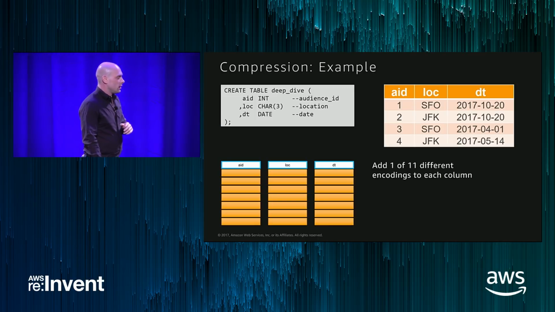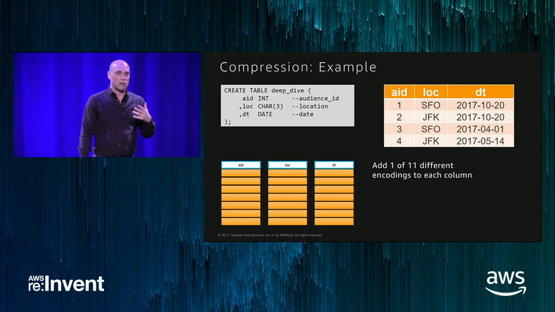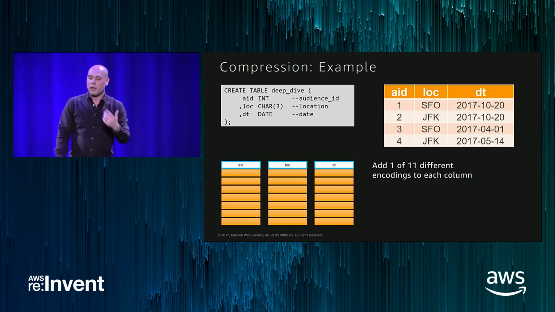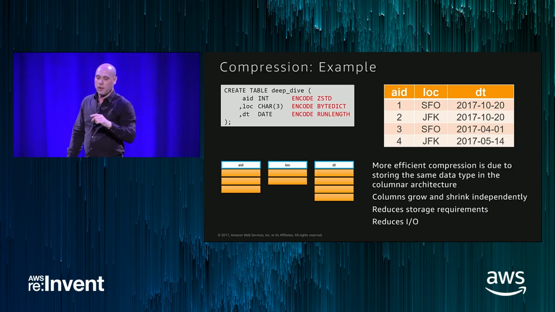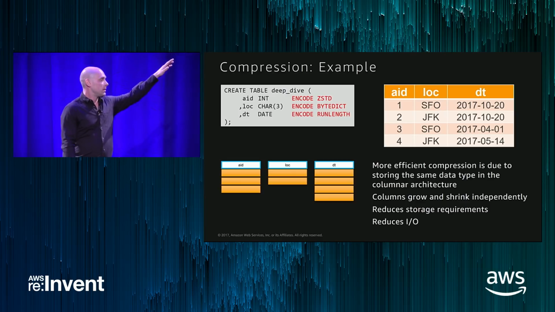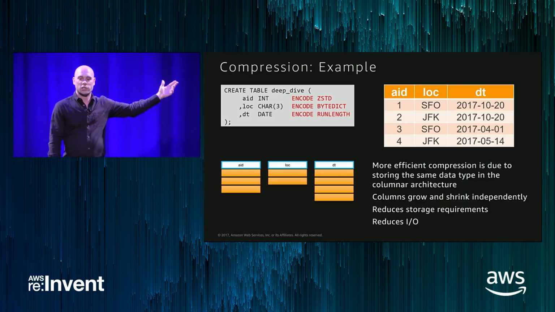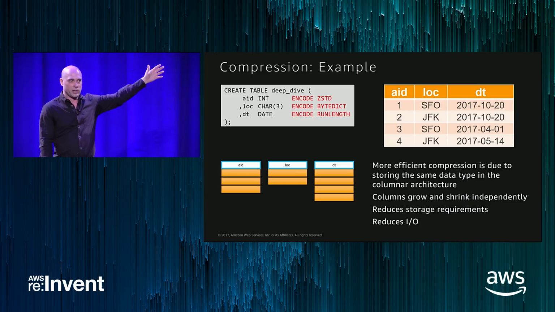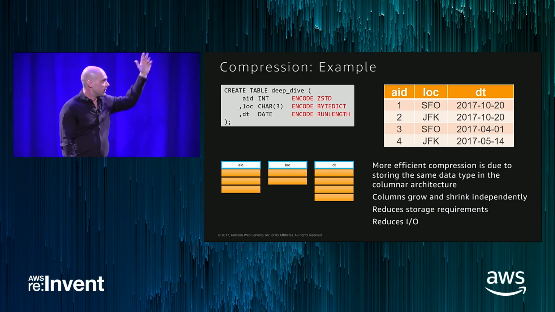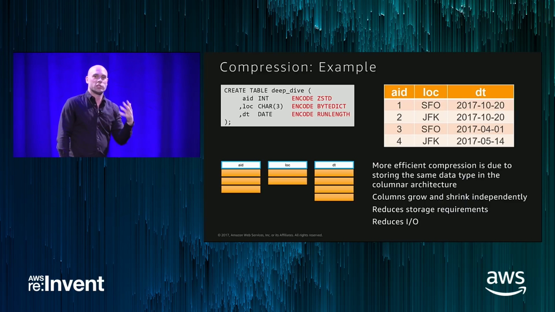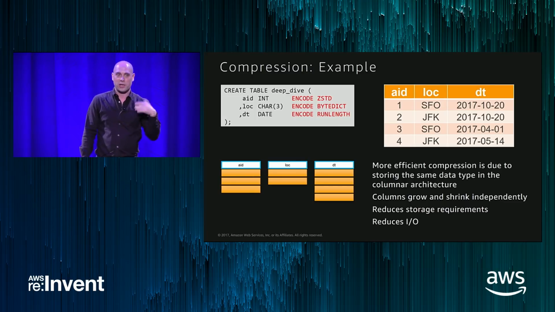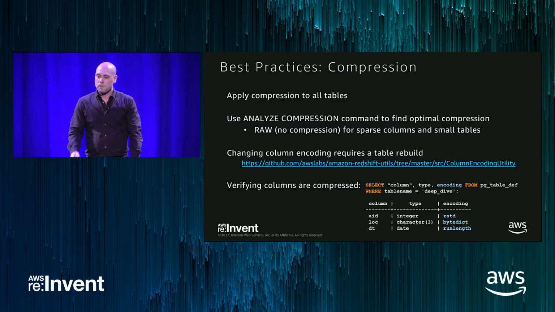Just to quickly give an example of how compression works in Redshift, same table, same data. If we modify the DDL with these encode statements here, that's how compression is applied to Redshift. So we're going to add ZSTD, which was a new compression type we added earlier this year. In the first example, bytedict and runlength are just a couple of the examples that we have for our encoding or compression types.